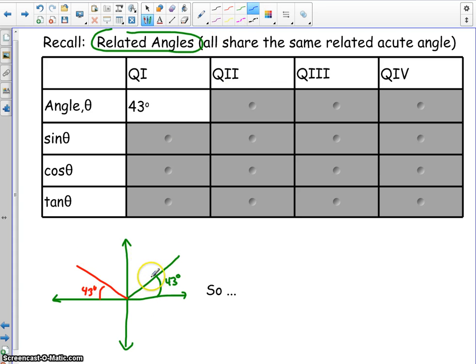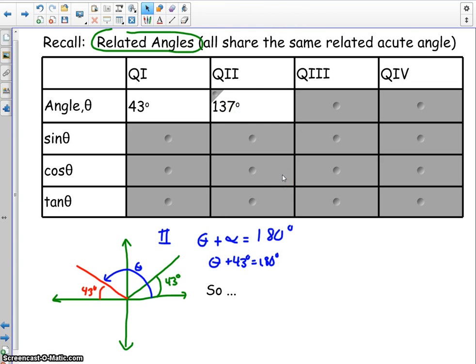So for the one in quadrant 2, we're trying to find this angle right here. If we have alpha as being 43, and we want to find theta, we know that theta plus alpha will be 180 degrees. So this is for quadrant 2. Theta plus alpha is 180 degrees, and we know that our alpha is going to be 43. So we can solve for theta, and it should give us 137 degrees. You can repeat this for any other quadrant you want.